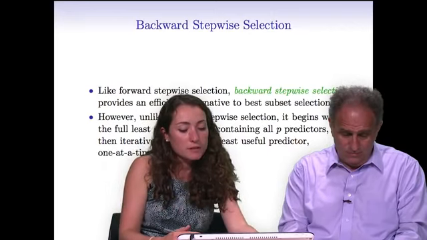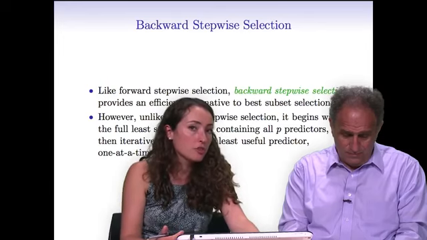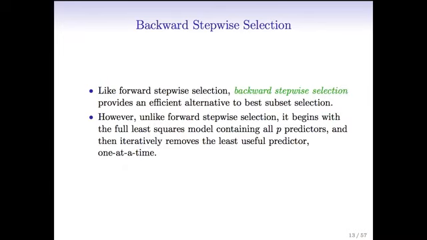So remember, in forward stepwise, we built the model M0, and then we added a feature to get M1, added a feature to get M2. And in contrast, for backward stepwise, we're going to start with MP, which is the model containing P predictors. And we're going to remove predictors one at a time, until we get to M0, which is the model with just an intercept.